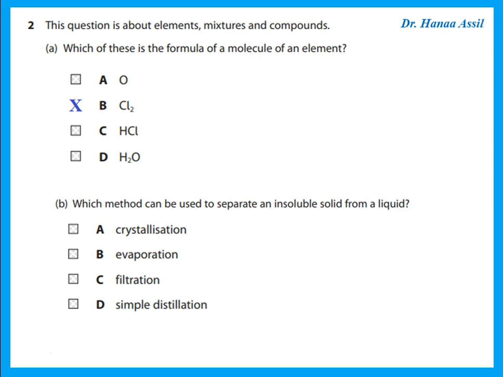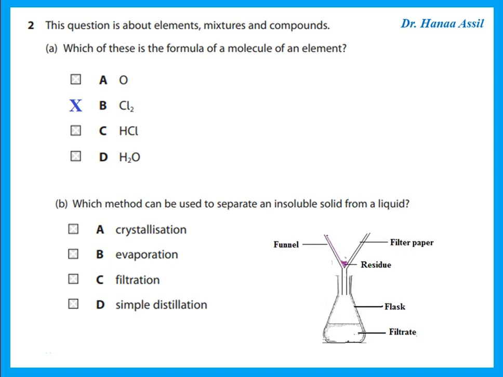Which method can be used to separate an insoluble solid from a liquid? So I have something at the bottom of the beaker in a liquid and I want to get it out. So how do we separate it? You should remember that that is by filtration, in which the insoluble solid will be collected in the filter paper as residue and the liquid will go down and be collected as the filtrate.